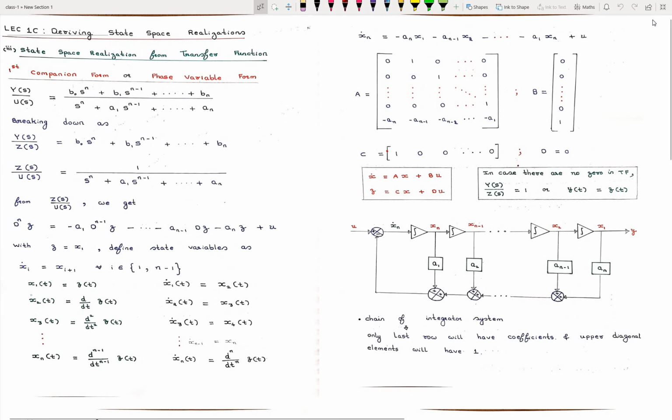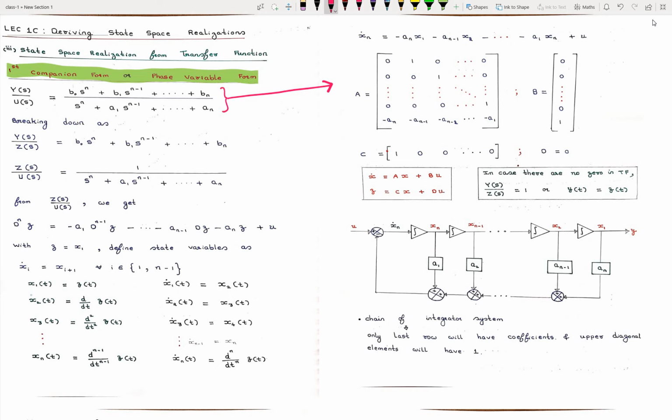Welcome to my channel. In this video, I'm going to explain how to get state space realization from transfer function. The first method we are discussing is the first companion form, or phase variable form. This is the general representation of a transfer function, and from it we have to obtain the state space realization.